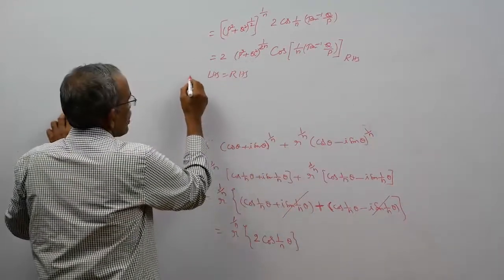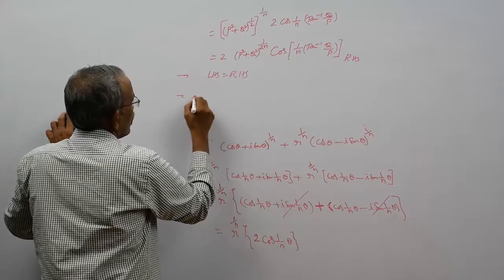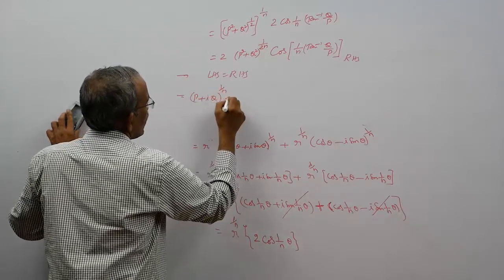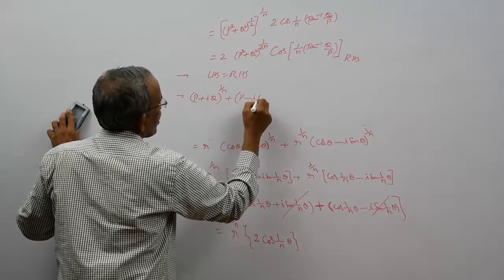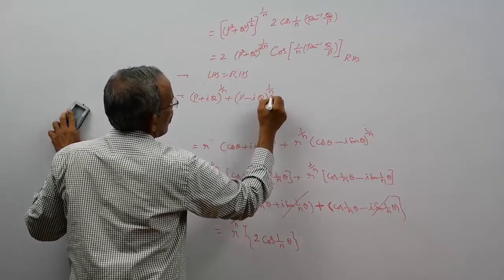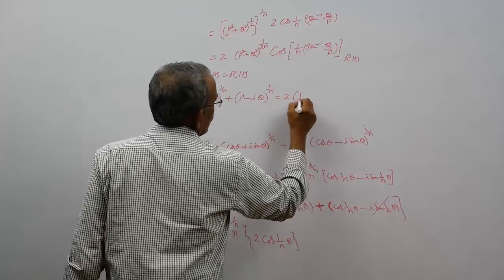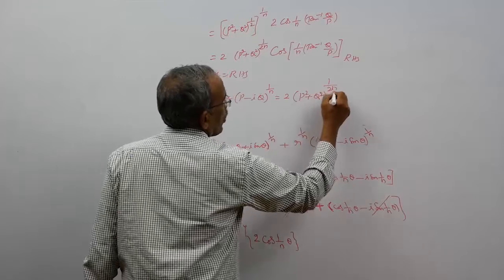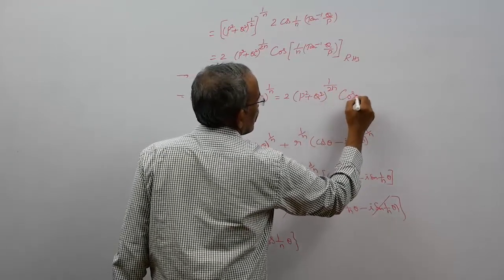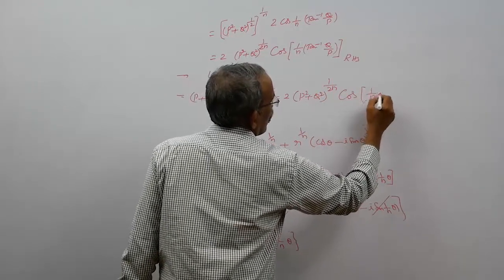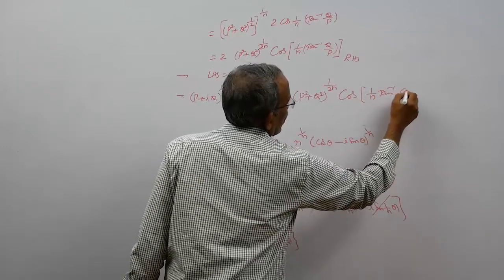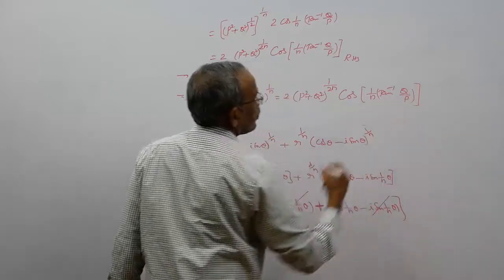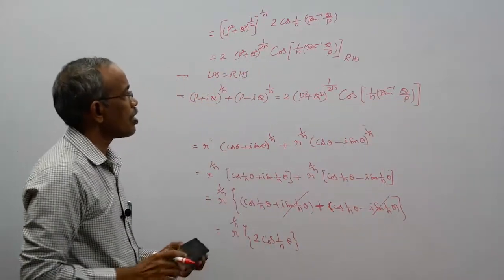That means LHS equal to RHS means (p plus iq) whole to the power of 1 by n plus (p minus iq) whole to the power of 1 by n is equal to 2 into (p square plus q square) whole to the power of 1 by 2n into cos of 1 by n tan inverse q by p.